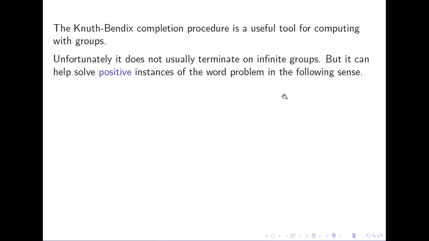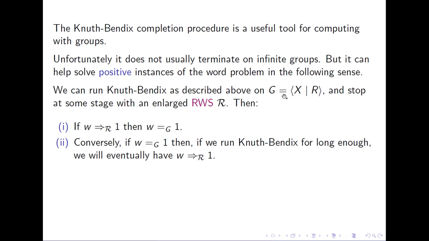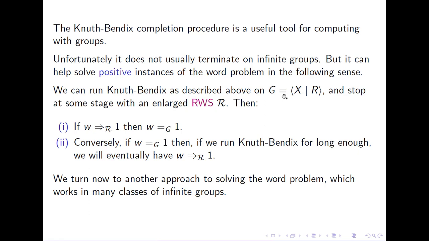So it can be used to solve positive instances of the word problem in the sense that, in the first instance, if you reduce to one, then you're certainly element is one. That's clear from the way we built the system. But conversely, if the word is one, then eventually, if we wait long enough, it will tell us that. So it's semi-useful in that sense. Okay, so that's the first half of the talk. So we've got a nice new method to use.